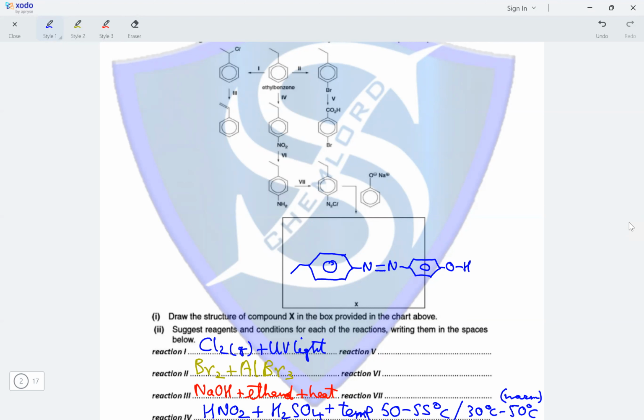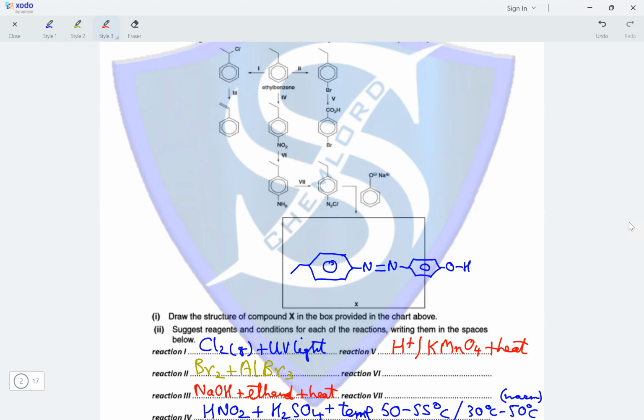We can use the term warm here as well. So, next reaction is reaction 5, in which the ethyl benzene is converted into benzoic acid. This is brought about by oxidation. So, oxidation needs acidified KMnO4 and heating, which would oxidize the ethyl group and convert it into the COOH group.